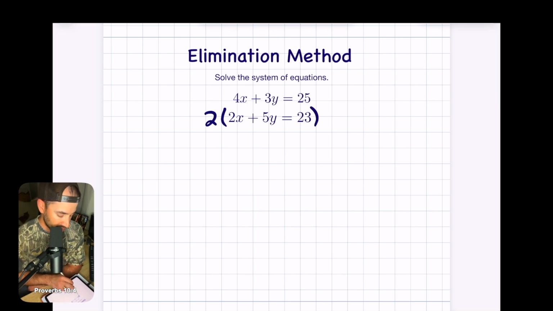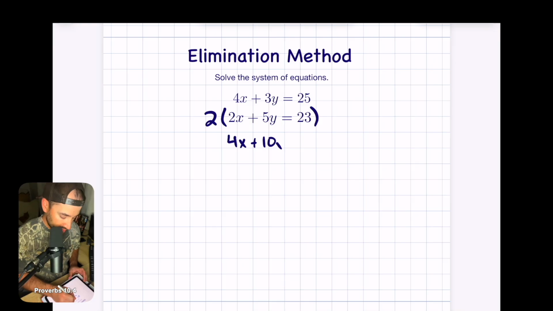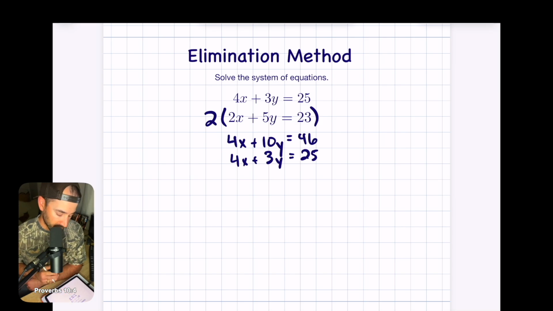Let's go ahead and multiply everything inside the parentheses by 2, and that would give me 2 times 2x, which is 4x, 2 times 5y, which is 10y, or plus 10y, and then 2 times 23, which is 46, okay? So now I'm going to just copy down my first equation. 4x plus 3y is equal to 25, okay? And the order really doesn't matter at this point.